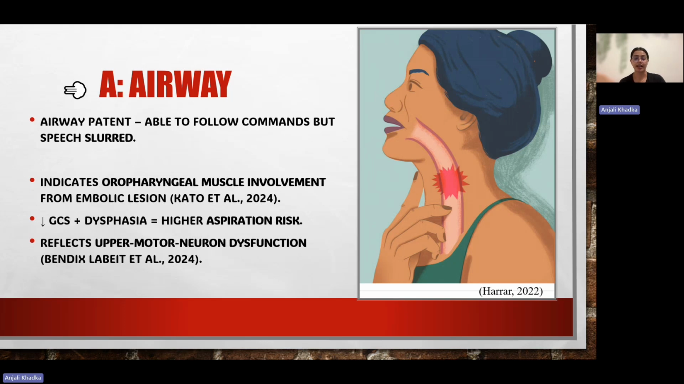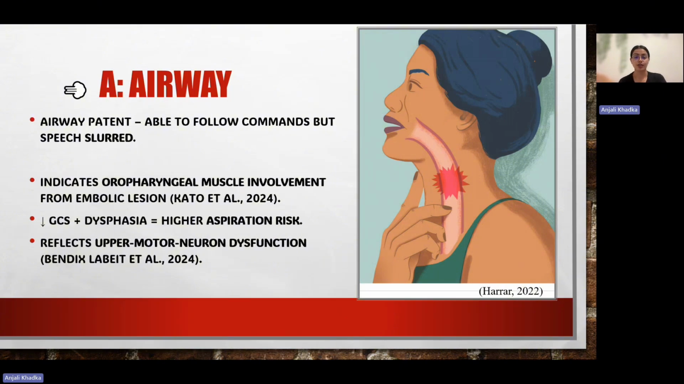with slurred speech and a declining level of consciousness. These findings suggest oropharyngeal muscle weakness and impaired cranial nerve coordination consistent with embolic stroke's neurological impact. Thus, the stroke may have affected her motor control of the tongue and the pharynx. She is at high risk of dysphagia and aspiration.